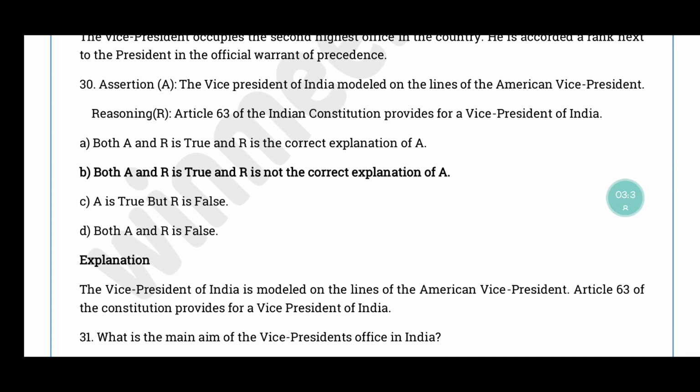Question number 30, assertion, the vice president of India is modeled on the lines of American vice president. Reasoning, the Article 63 of Indian Constitution provides for a vice president of India. The correct answer is option B. Both the statement and the reason are true and the reason does not explain the assertion A. The vice president of India வந்து modeled on the lines of American vice president னு சொல்லலாம். Article 63 of the Constitution of India provides for a vice president of India.